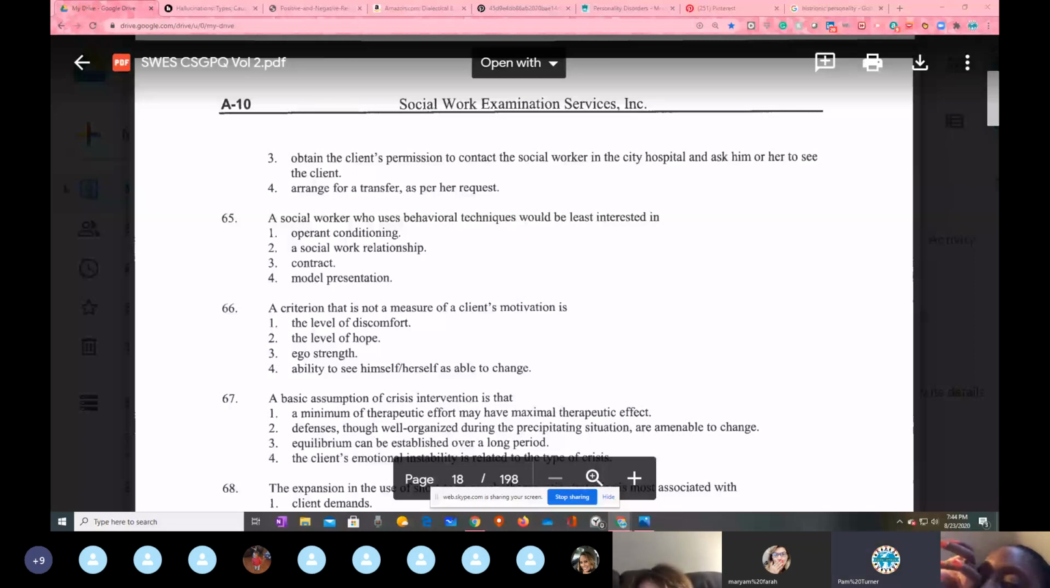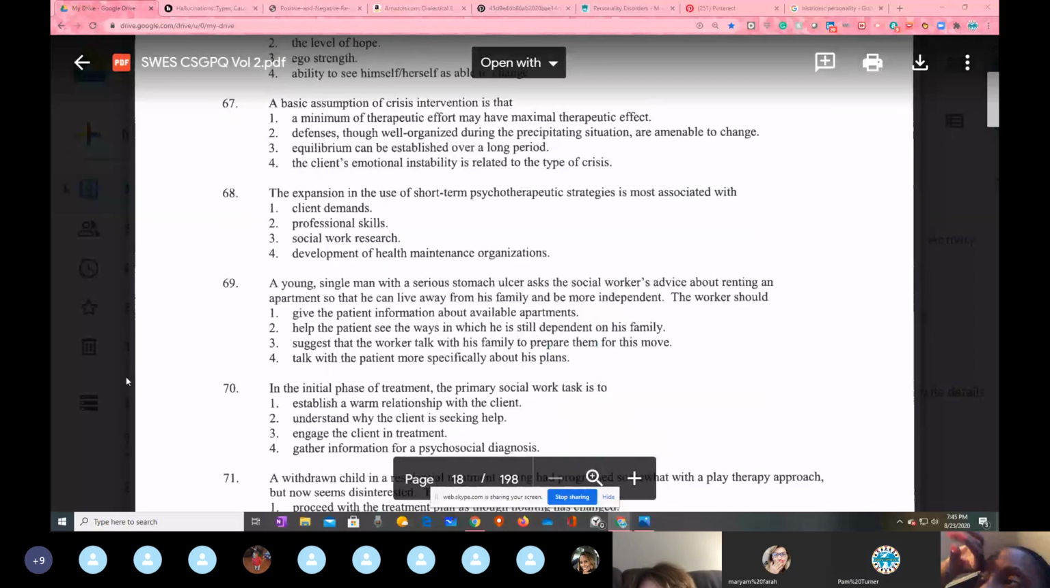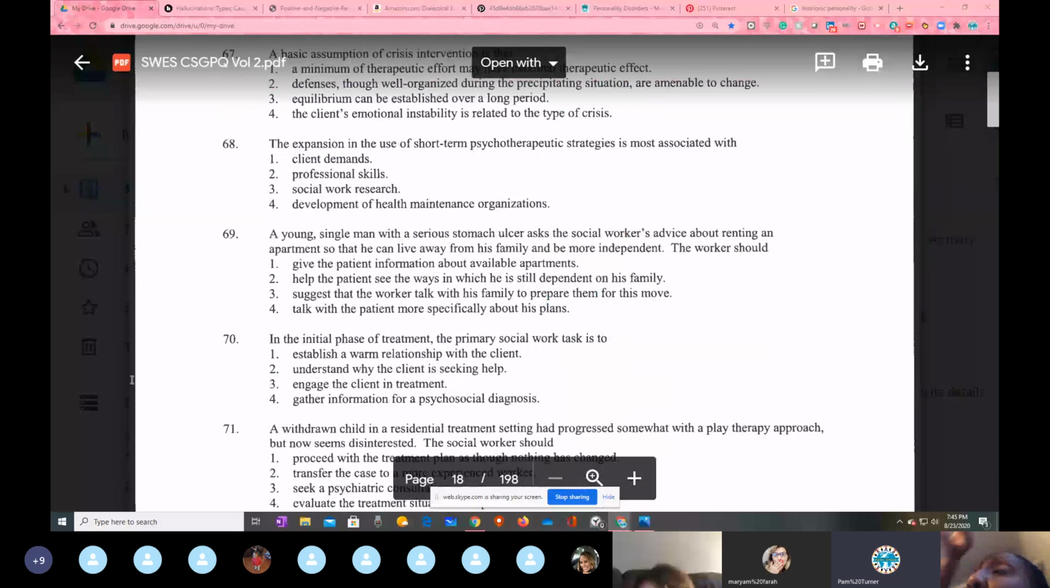Okay. So then, let me see here. Oh, look at 69. A young single woman with serious stomach ulcers asked the social worker's advice about renting an apartment so she can live away from her family and be more independent. The social worker should. What should she do?